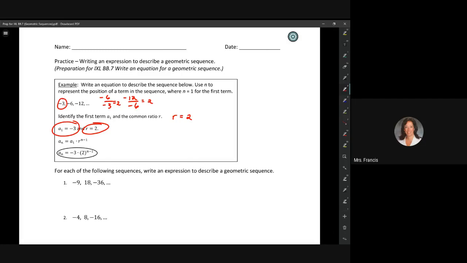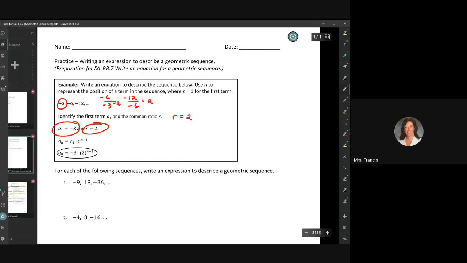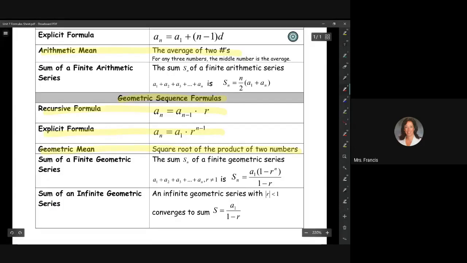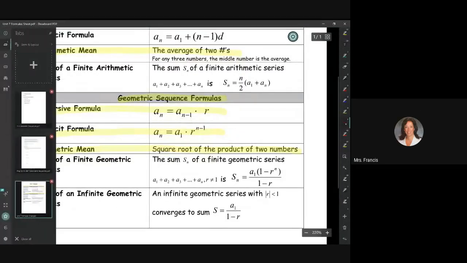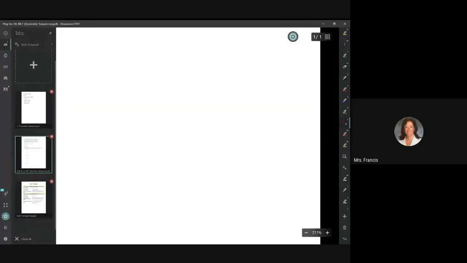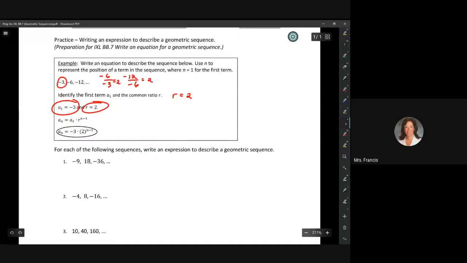Now, they just want us to write the equation. So we're going to use the explicit formula for geometric sequences. So let's just go look at our formula sheet. So here's geometric sequences, and we're going to be using the explicit formula. So we write the formula out, you can see here, and then we're just going to fill it in and simplify it as best we can. There's really no simplifying, it's just substituting in the values that we know.